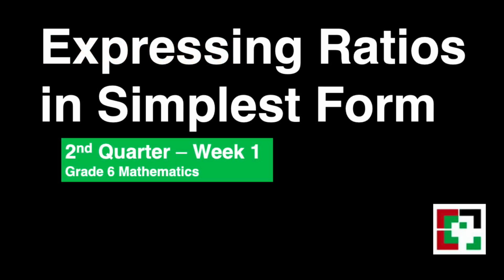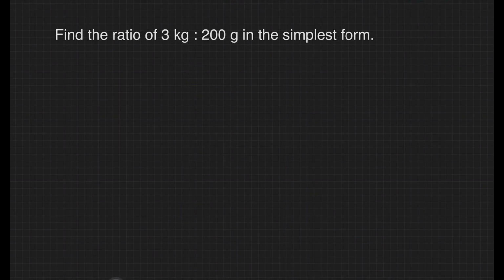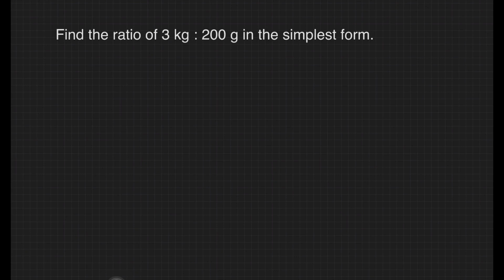This video is all about expressing ratios in simplest form. We have a problem here. Find the ratio of 3 kilograms is to 200 grams in the simplest form. In order to answer this problem, we need to make sure that our given is of the same unit, but in this case they have different units, so we need to change 3 kilograms to grams.